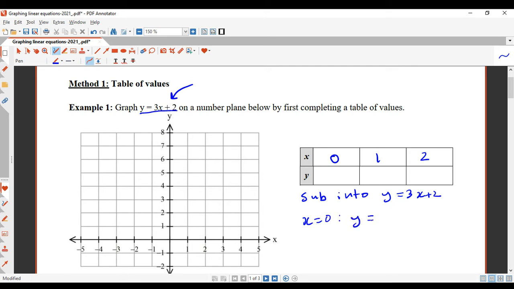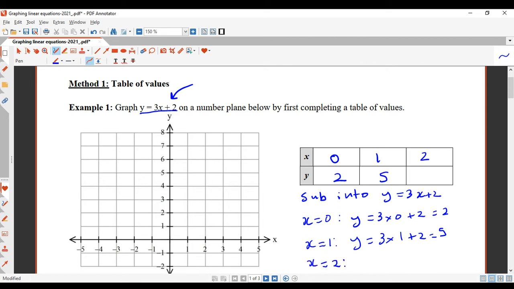So it's going to give you y equals 3 times 0 plus 2, which equals 2. Because 3 times 0 is 0 plus 2 is 2. So 2 is my first one. Then I'm going to put x equals 1 into the equation. It's going to give you y equals 3 times 1 plus 2 equals 5. Right, 3 1s are 3 plus 2 is 5, so there's my second point.